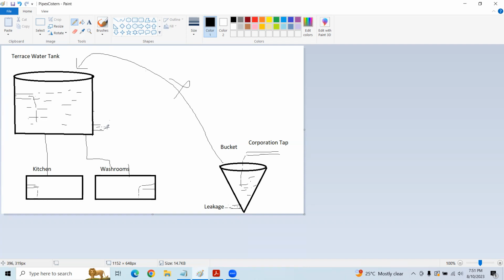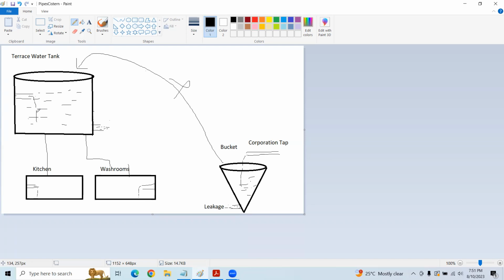So let's recap this example. This was the bucket which was having a small leakage. Then you have a water tank on the terrace, from which you are using water in your kitchen as well as washroom. And here we have got leakage in the tank as well. Terrace water tank, you got leakage. And here you got a magic pipe by which you directly get the water inside it.